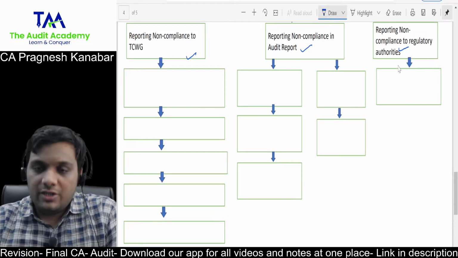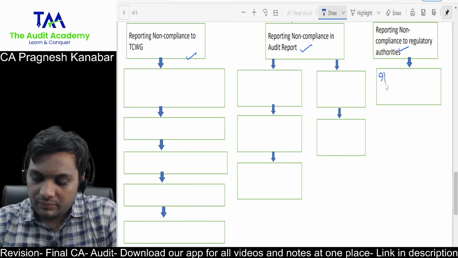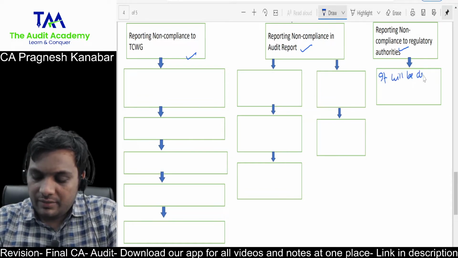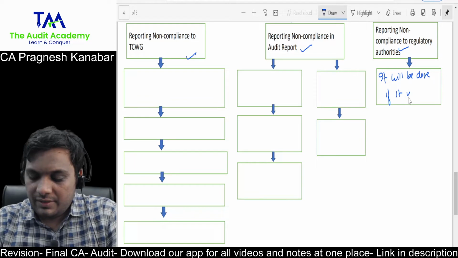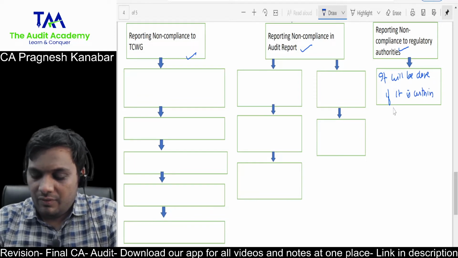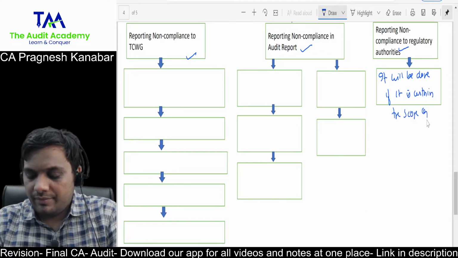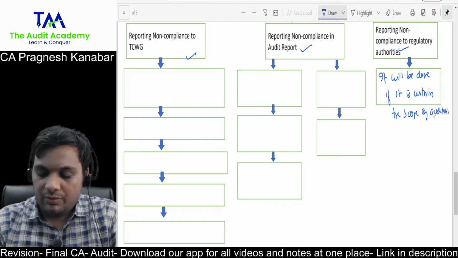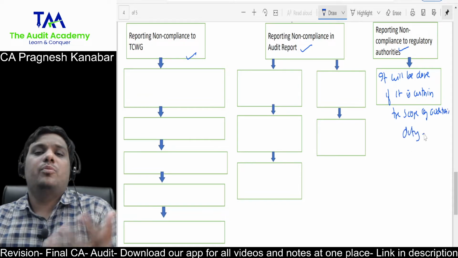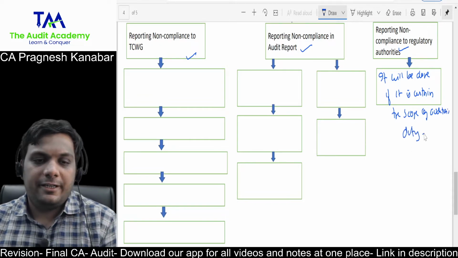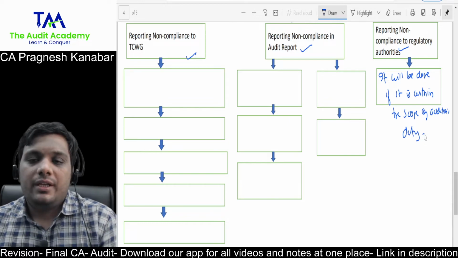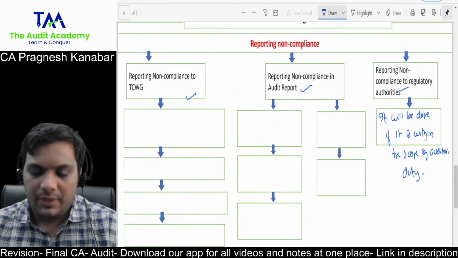So reporting non-compliance to regulatory authorities will be done if it is within the scope of the auditor's duty, because the auditor is not expected to perform duties beyond his scope. So if it is prescribed in the laws and regulations, I will do it.